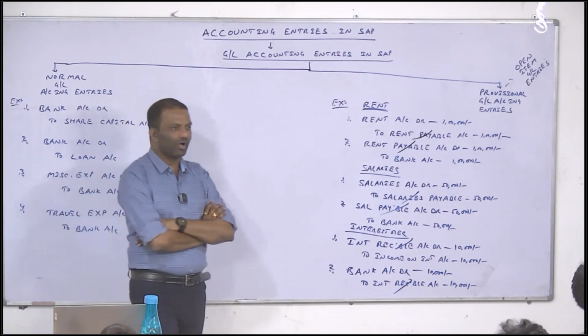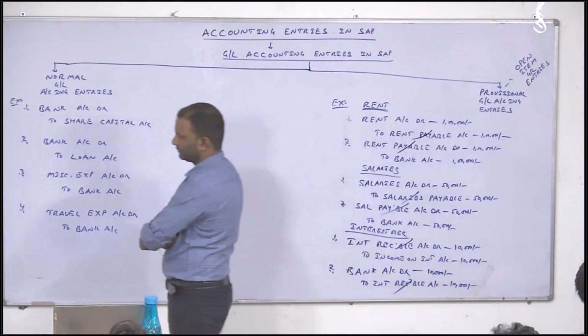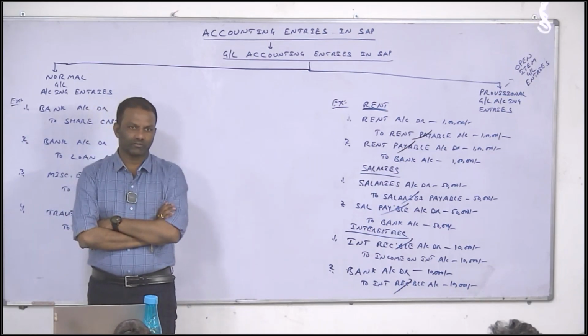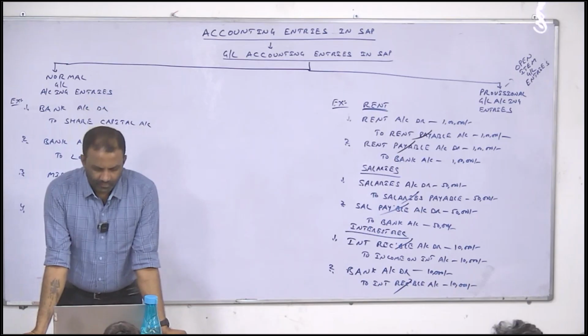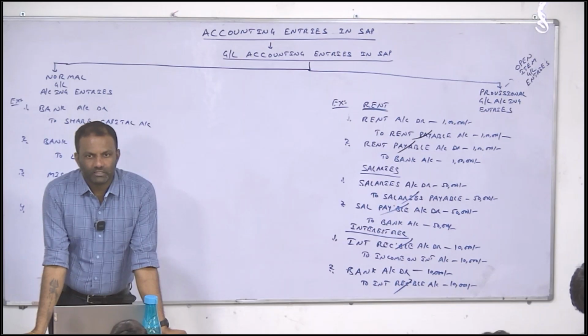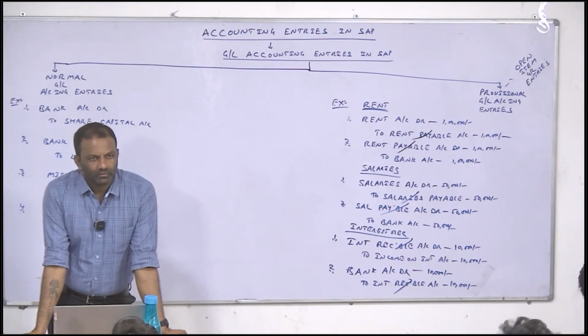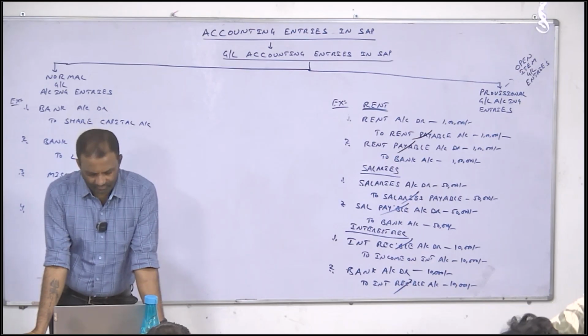All payable GL accounts, all receivable GL accounts, all clearing GL accounts. Okay, what are the examples? All payable accounts, all receivable accounts, all clearing accounts.